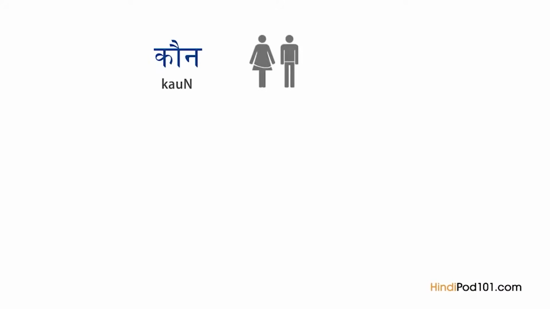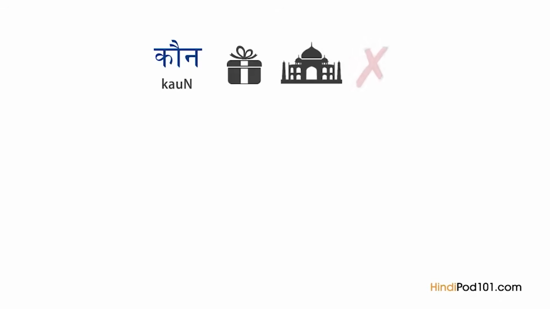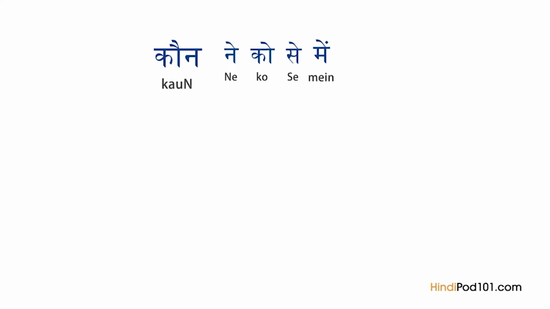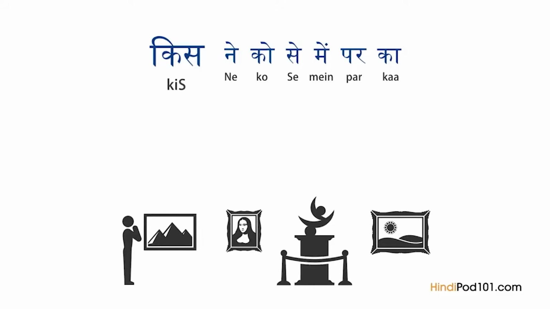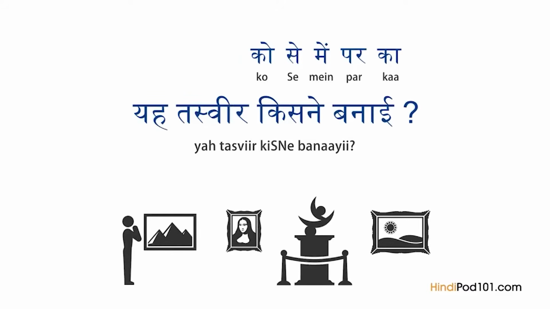Kaun only works for people, so you can't use it to ask information about things or places. In these cases, we add the word ne, ko, se, main, par, and ka to the question word. But here the question word kaun changes to kis, so to ask who did something, for example. If you are in a museum, for instance, you can ask ye tasveer kisne banai? This means who made this picture?